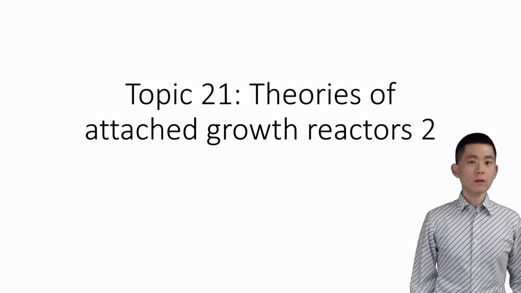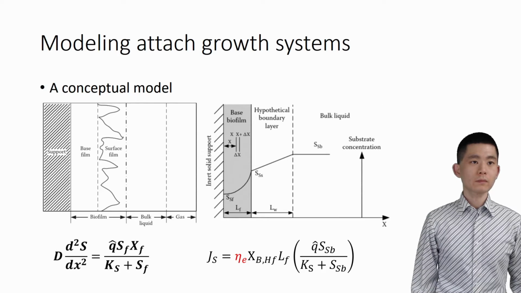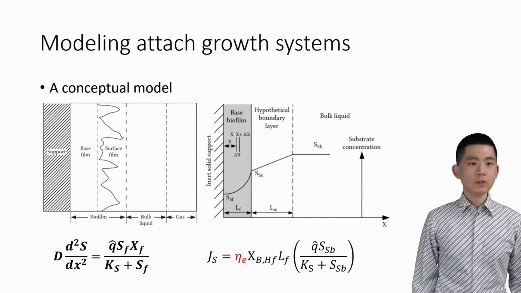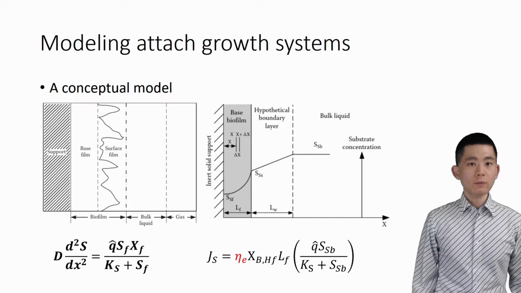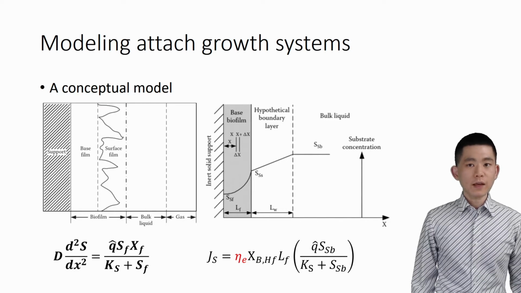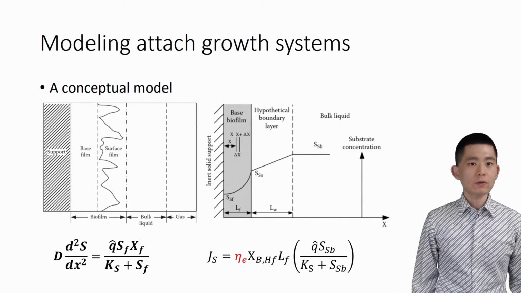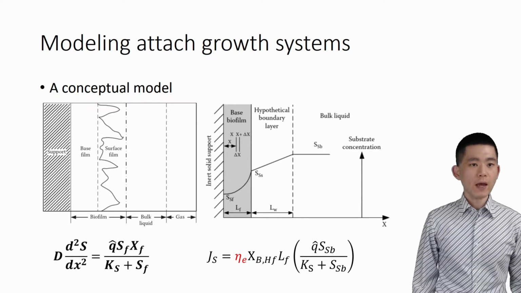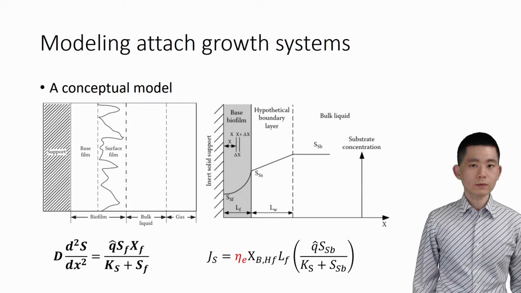Let's continue with our lecture on the theories of attached growth reactors. In the last class, we introduced the basic concept of biofilm modeling. The diffusion reaction equation helps determine the substrate profile in the biofilm, and the effectiveness factor approach simplifies the solution for the flux of substrate into the biofilm. Knowing the flux, we should have all the components to solve the mass balance for the attached growth reactors.